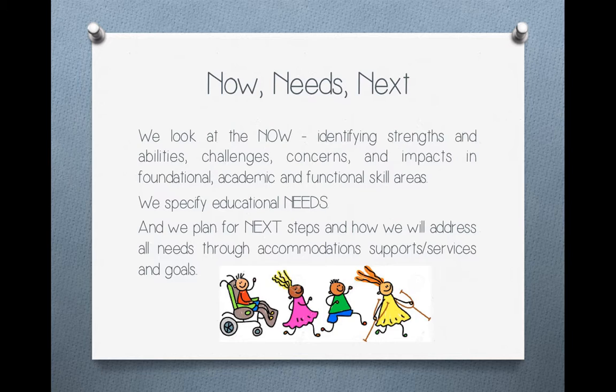Okay, here's a couple of sentences that will just give you a broad introduction to the Now Needs Next process before we actually get into the chart. We start by looking at the now, identifying the strengths and abilities, challenges, concerns, and impacts in foundational, academic, and functional skill areas. We then specify educational needs, and finally we plan for next steps and how we will address all those needs through accommodations/support services and goals. That's just a simple overview of this process.